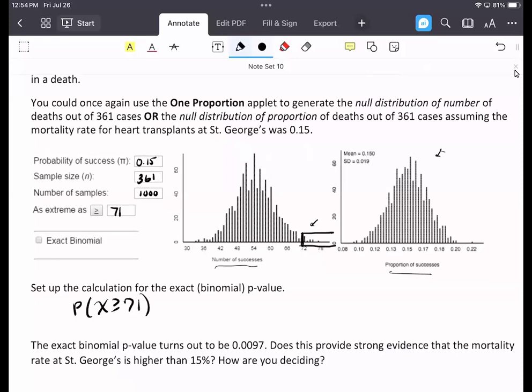So looking at that, when I did this, it actually told me that there were 10 out of the 1,000 cases. So I end up with 0.010. Now that is based on the simulation. If I click the exact binomial, it does this calculation for me and ends up being 0.0097. And that is right from the applet.